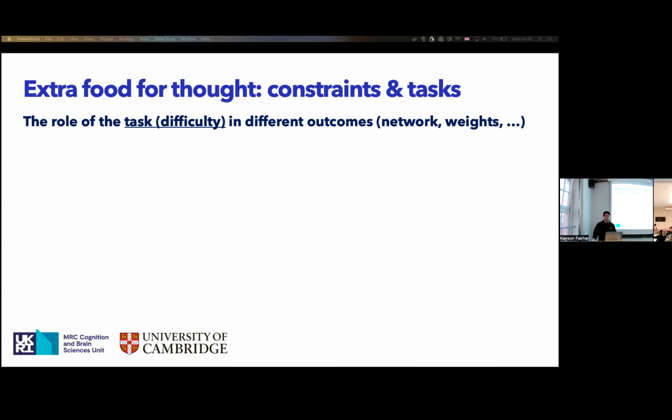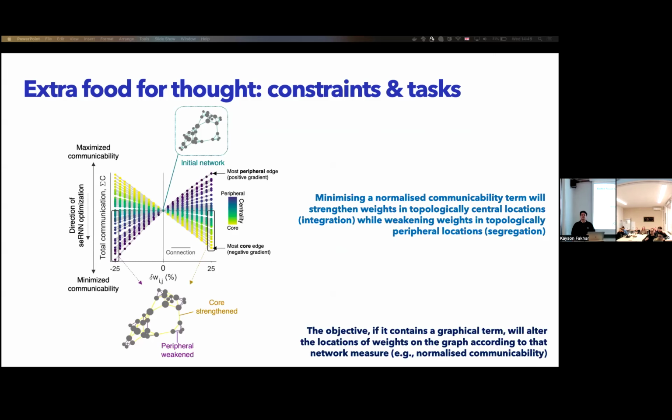Yes. So I see a bit of a hen and egg problem here, maybe. You're saying that minimizing a normalized communicability term will strengthen weights in topologically central locations. I'm just reading from your slide. So you will strengthen weights in topologically central locations. So you mean you already have something topologically central before you do your optimization? It would be whatever it was before. So you could randomly initialize it, for example.